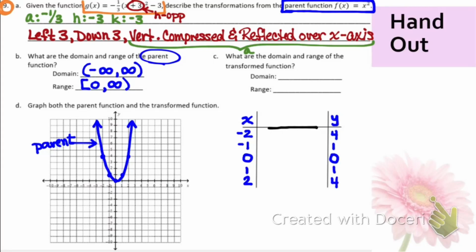Which piece affects the x? The h, left 3. That's the only thing that's affecting my x. Yep, we're going to minus 3 from all of these. So negative 3, negative 3, negative 3, because we want to make them all go to the left.